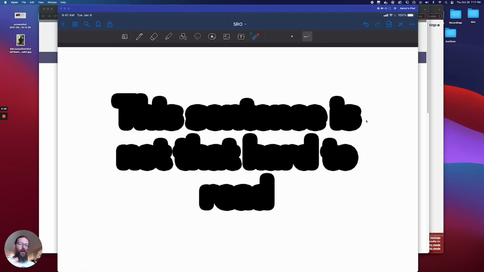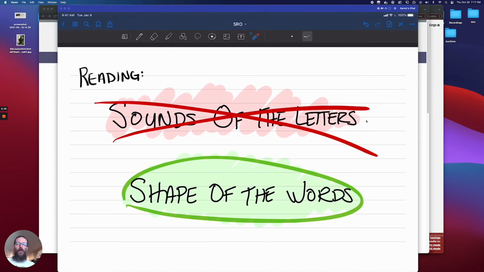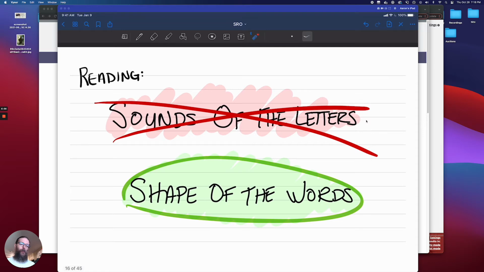It probably is not going to take you very long looking at the sentence to realize that this sentence is not that hard to read. And there's a reason for this. That's because we don't read based on the sounds of the letters. We read based on the shapes of the words. So if you look at that again, I'm not sounding out what this says, but I can tell at a glance that this says this sentence is not that hard to read. It's because my brain recognizes the shapes of all of these words and can infer the missing pieces in this picture.